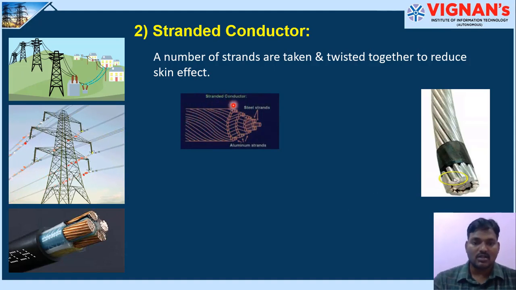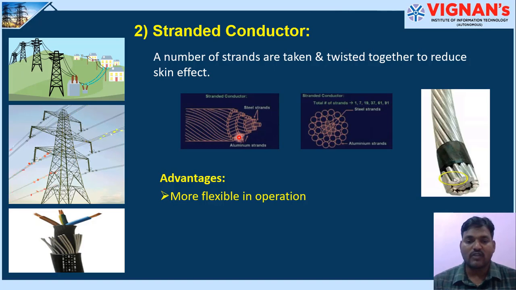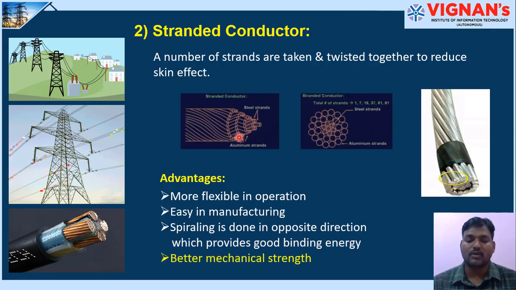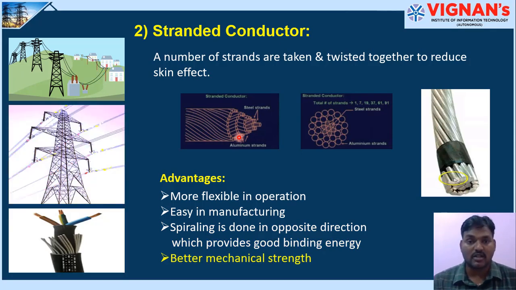So here you can see strands that are used. See aluminum strands. So advantage of these types of stranded conductors is it is more flexible in operation. It is easy in manufacturing. Spiraling is generally done in the opposite direction for providing good binding energy and they have very good mechanical strength.